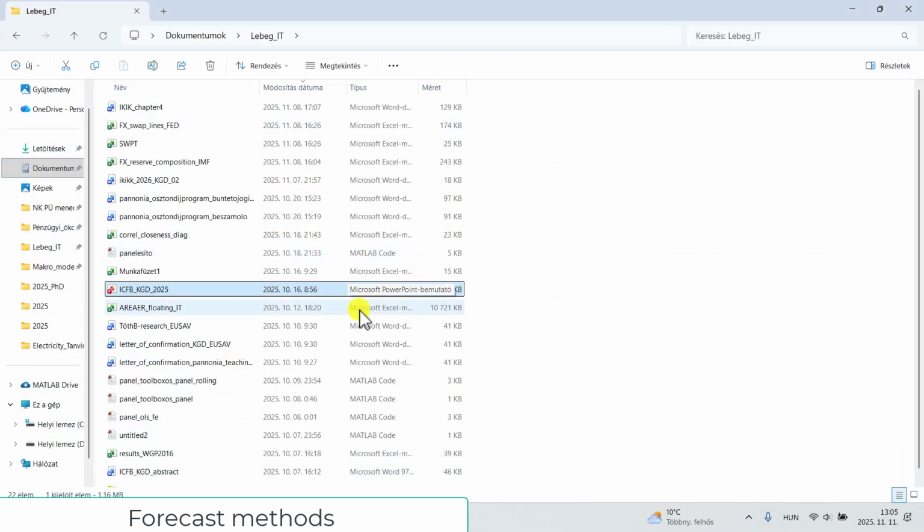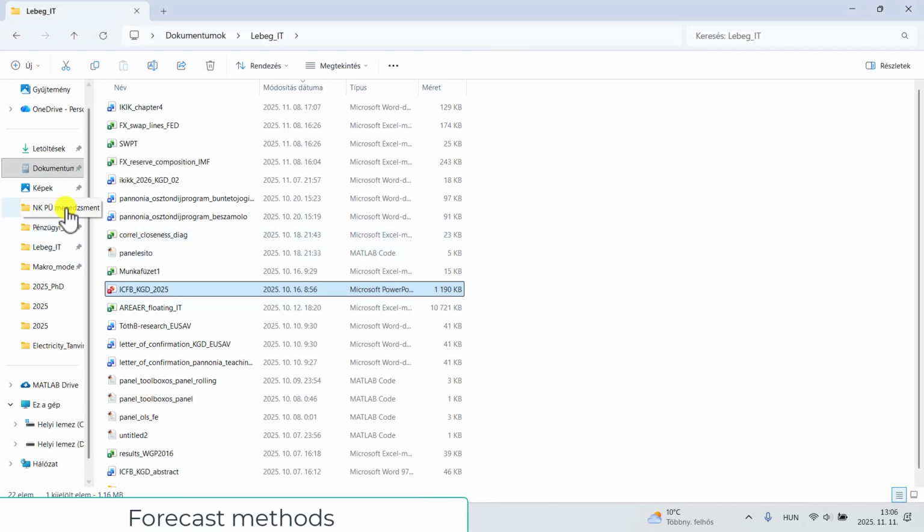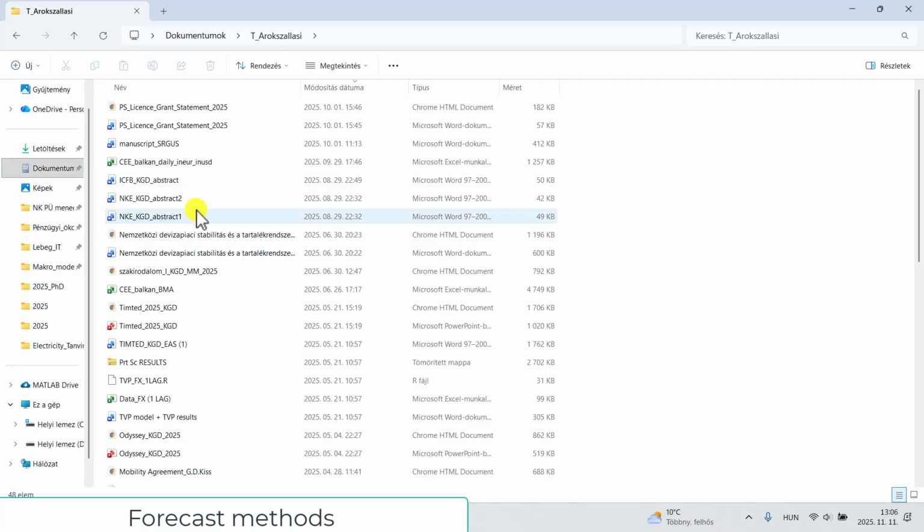So if we have to model any of this relationship and we would like to forecast this, then the primary issue is that it's really hard to find anything which can describe this behavior. So right now we have the other paper under review.